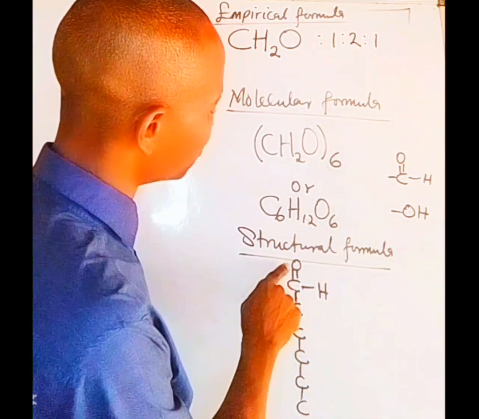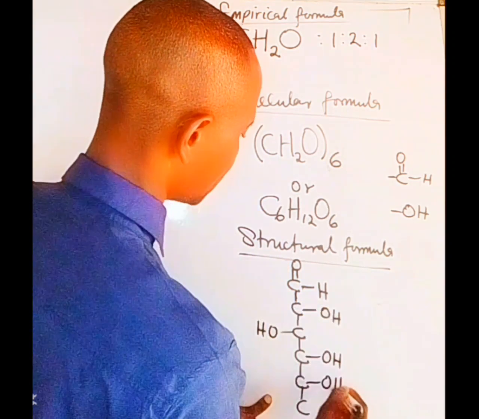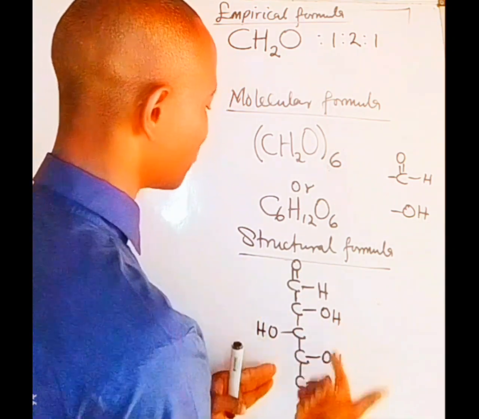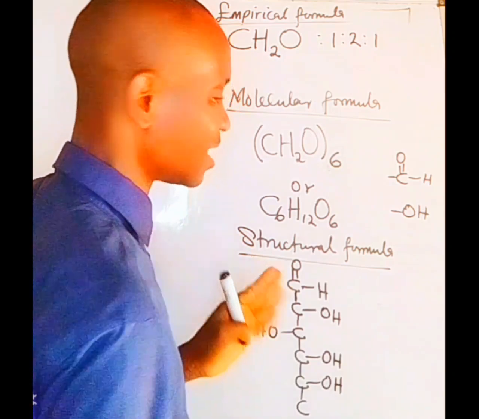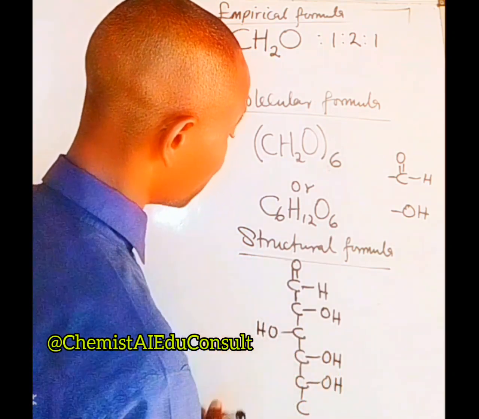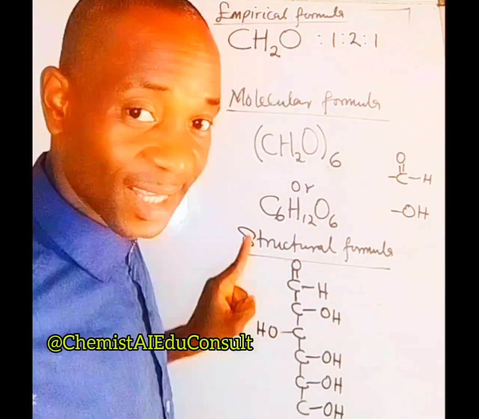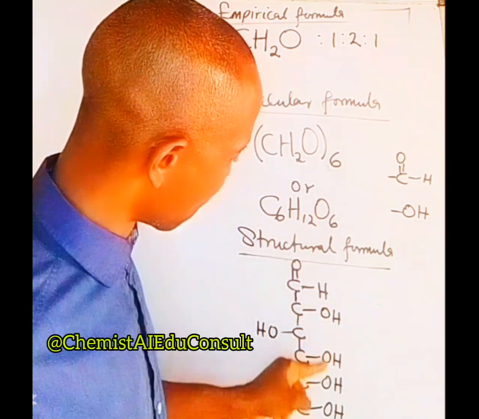Now that we have 1 oxygen already, we put OH here, OH here, OH here, OH here. You can alternate it, then put 2 to face the same side, or you can put all of them on one side, no problem. We have registered 4, remaining 1, right? Now, that one will be here. If you count the number of oxygen, you will still get 6. 1, 2, 3, 4, 5, 6.